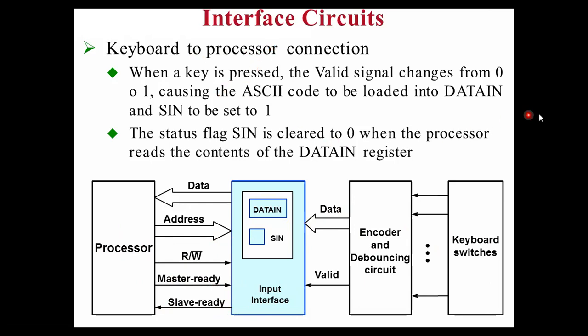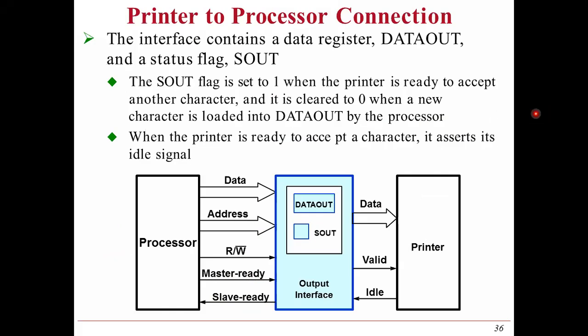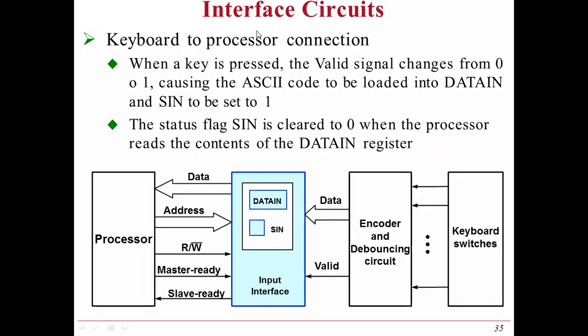Next, suppose we are taking an output unit. Here we are taking the example of a printer. So let us see how the output interface works. Take the keyboard to processor connection here.